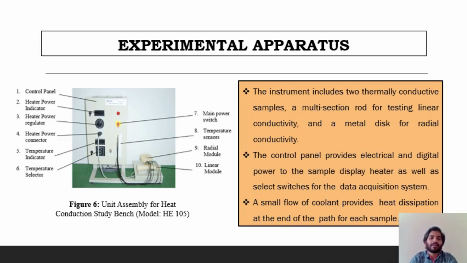Okay, since we had covered the theoretical aspect of linear and heat conduction analysis, let us focus on the experimental apparatus that we have used to conduct this kind of experiment. As we can see in figure 6, it shows a unit assembly for the heat conduction study bench model. The instrument includes two thermally conductive samples. The first one is for linear testing of conductivity, which has a multi-section rod, as you can see in the picture. And for radial conductivity, we would be using a metal disc in the apparatus itself.